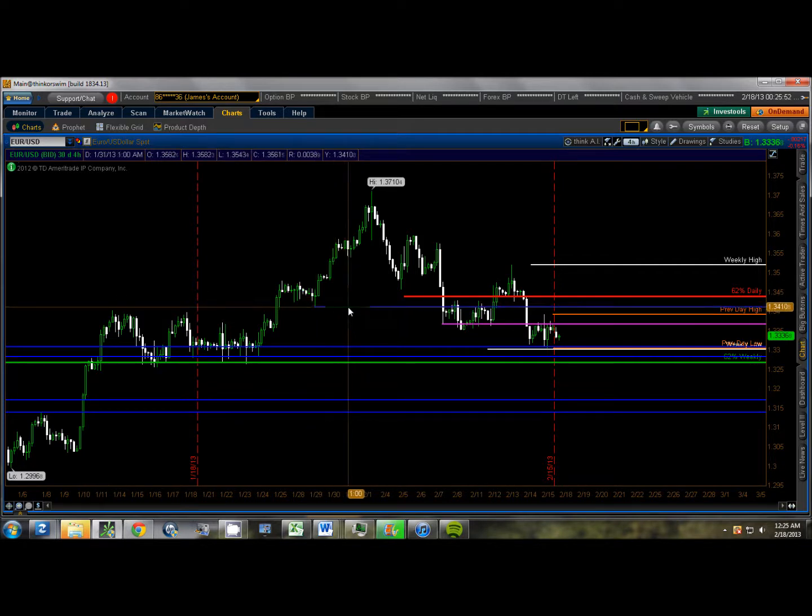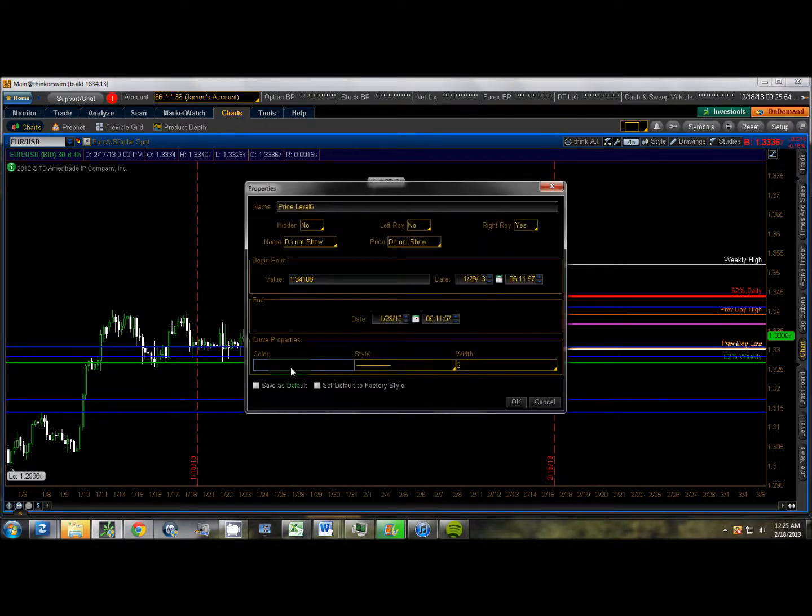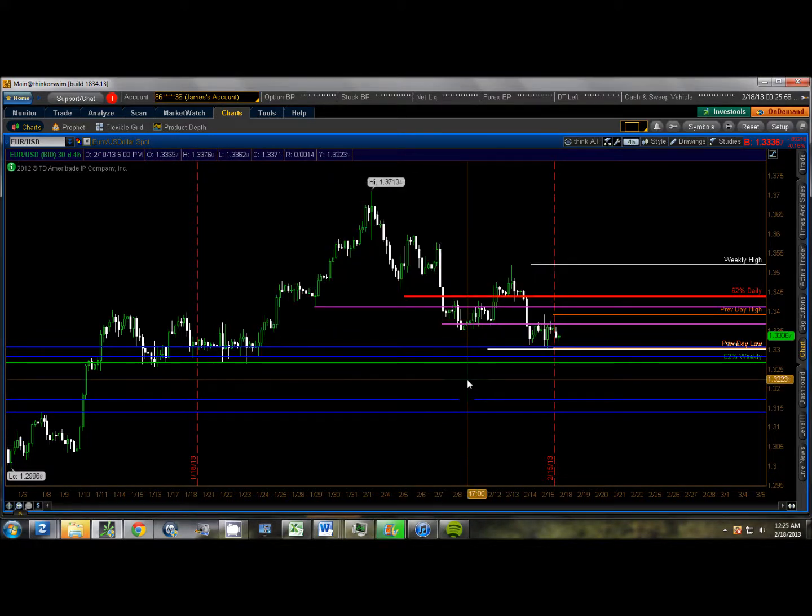You don't want to have too many lines. You don't want to draw lines on your chart just for the sake of drawing lines on your chart. You want to pick the best lines on your chart. Now, we've got plenty of lines on our chart now.